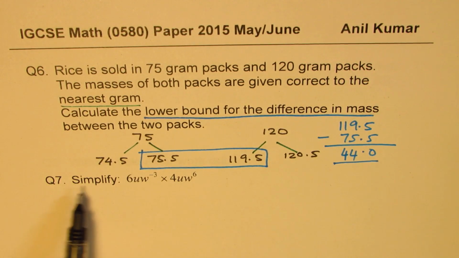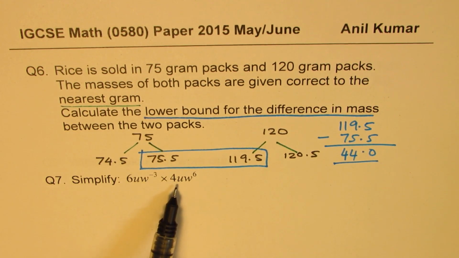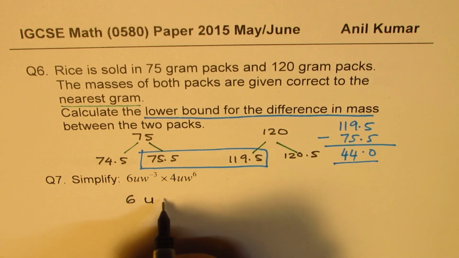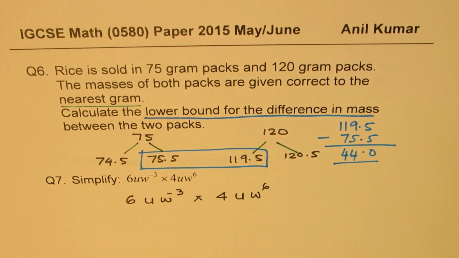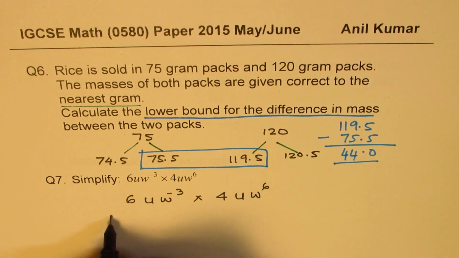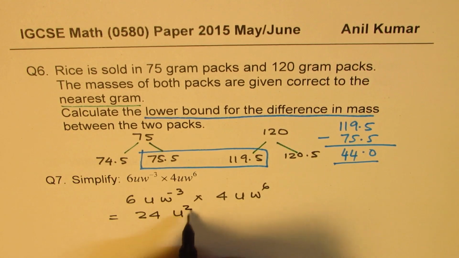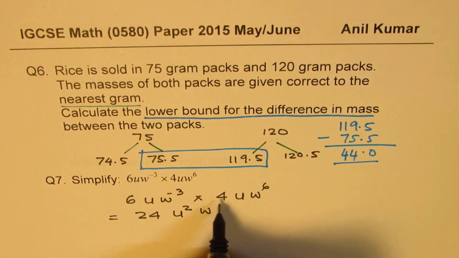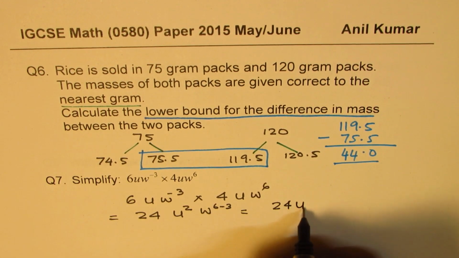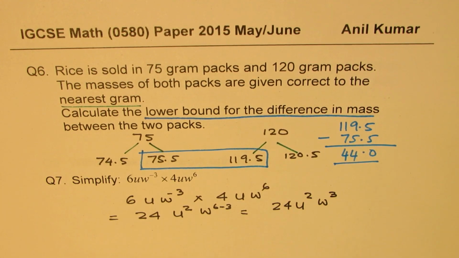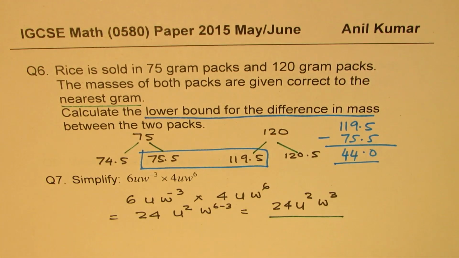Now let's get to question number 7, which is simplify 6uw minus 3 times 4uw to the power of 6. Let's rewrite 6uw minus 3 times 4uw to the power of 6. So multiply numbers with numbers, we get 6 times 4 as 24. U squared, just combine, and w to the power of minus 3 plus 6, or we can write 6 minus 3. So let's rewrite this as 24 u squared w cubed, correct? So that becomes your solution, correct? Let's move on and take the next question.